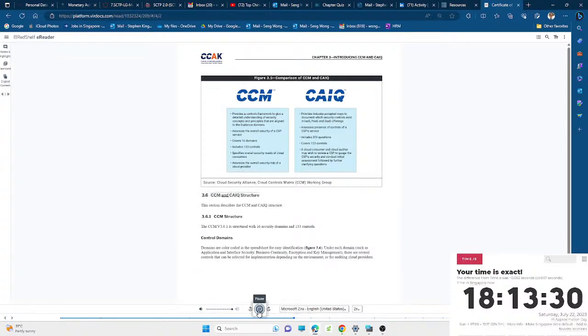3.6 CCM and CAIQ Structure. This section describes the CCM and CAIQ structure. 3.6.1 CCM Structure. The CCM v3.0.1 is structured with 16 security domains and 133 controls. Control domains. Domains are color-coded in the spreadsheet for easy identification.